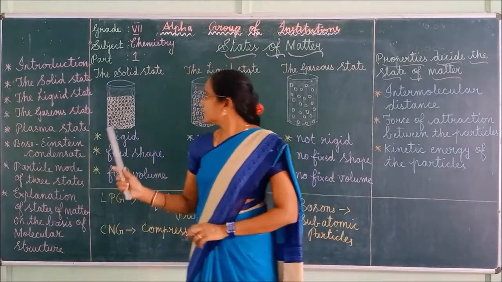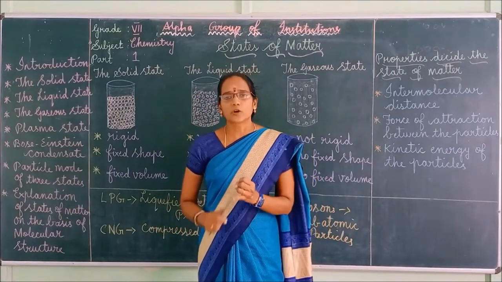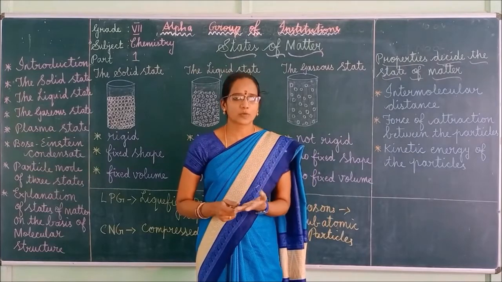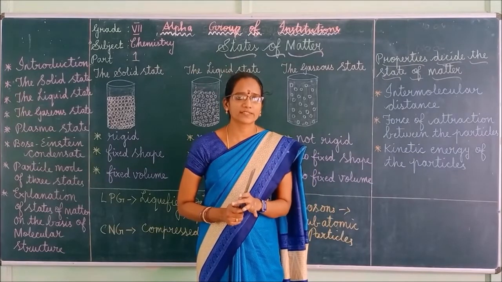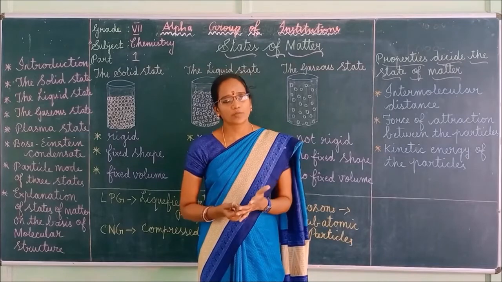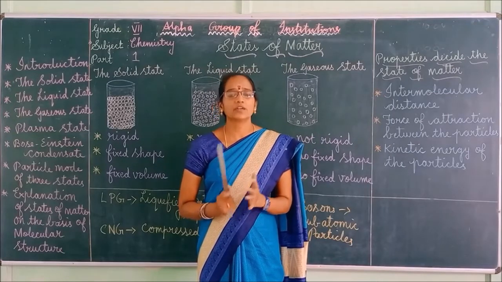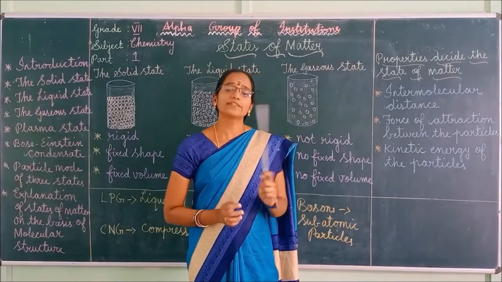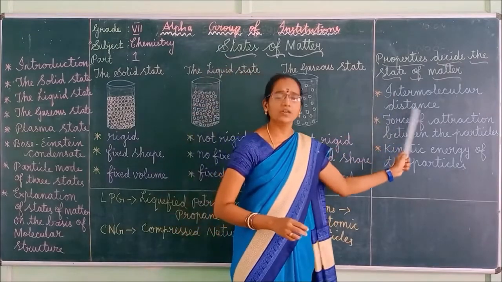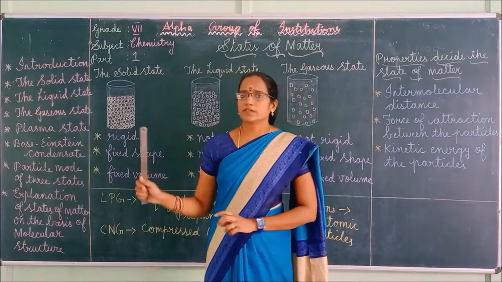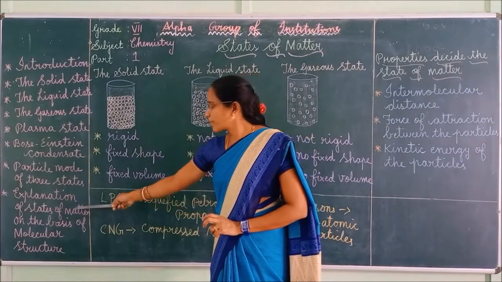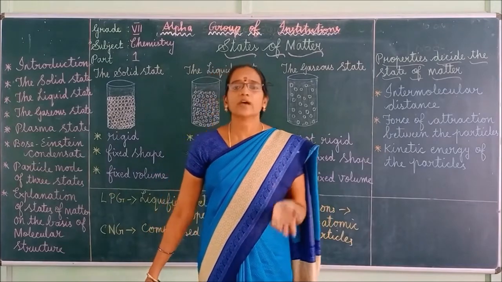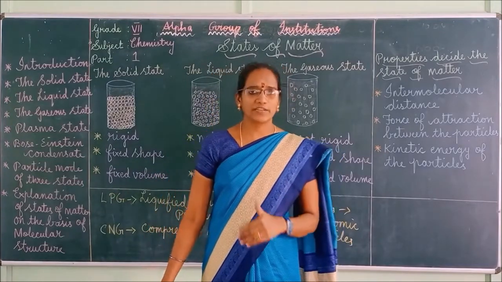So what are the things we discussed? We discussed the solid state, liquid state, gaseous state. Along with that, we discussed the fourth state of matter. What is that? Plasma state. And what about the fifth state of matter? Bose-Einstein condensate. Then we discussed the properties which decide the state of matter, and also the explanation of states of matter based on the molecular structure. Apart from that, we discussed the activity also.